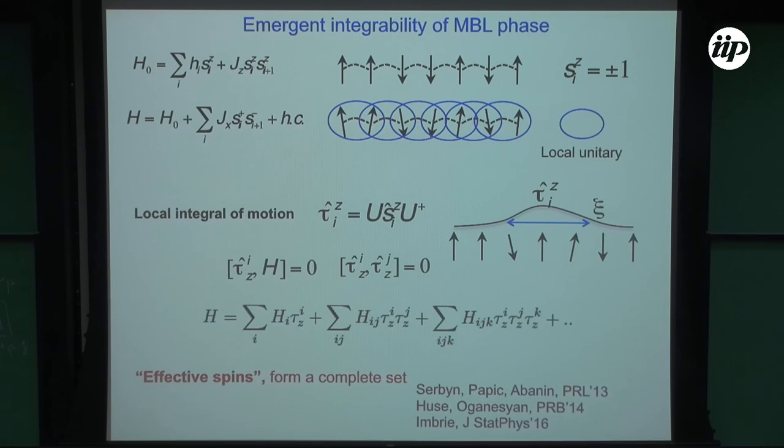So this is the picture. There is no translation invariance. It's a strongly disordered system.